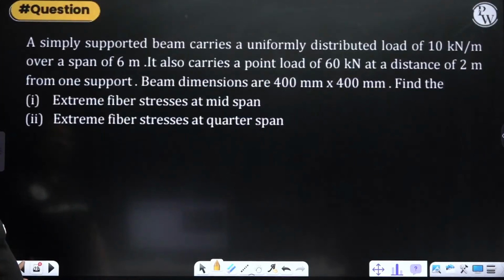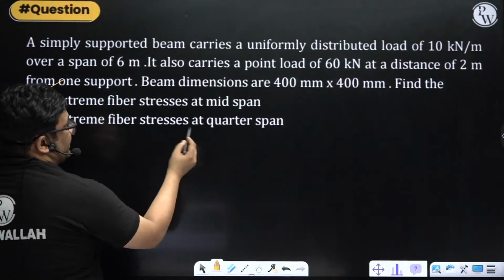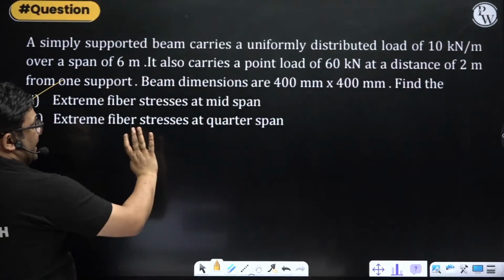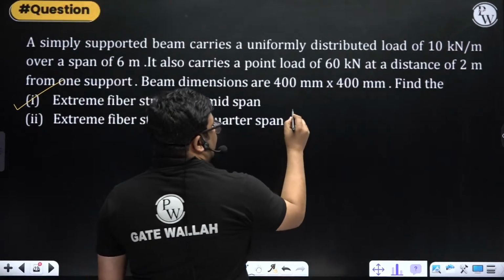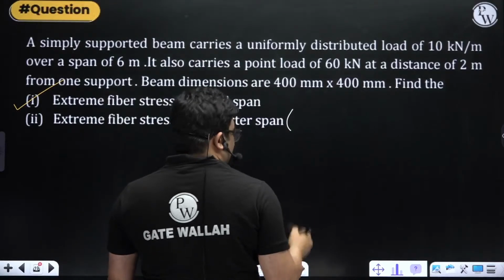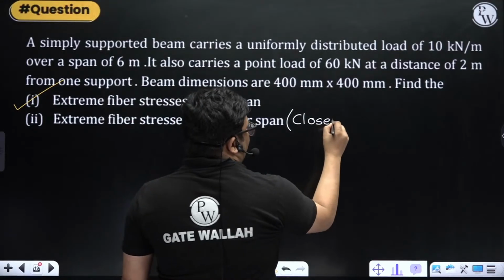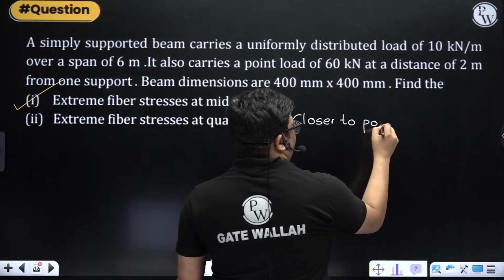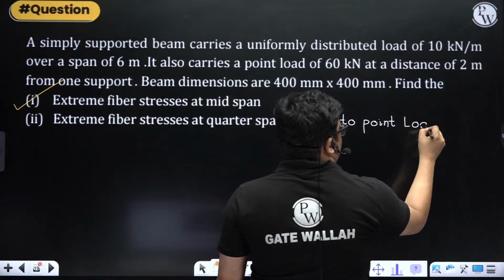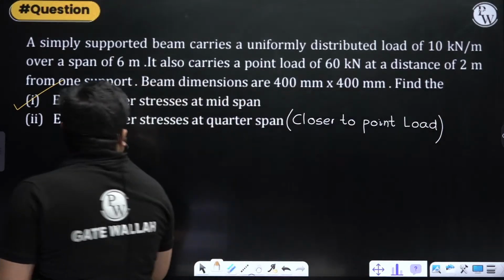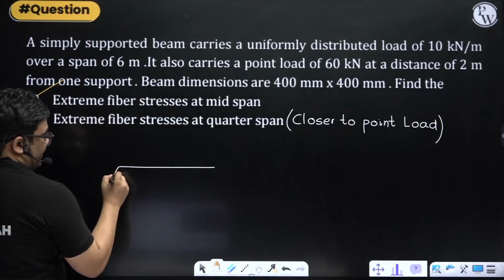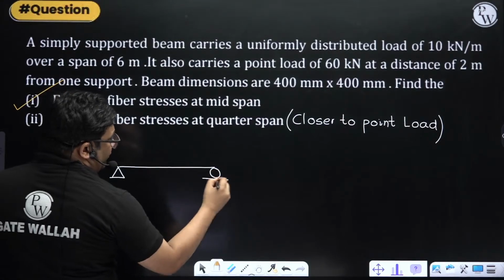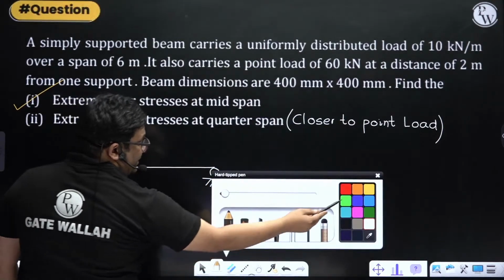Now for the second part. This part we solved: extreme fiber stresses at midspan. Second is extreme fiber stresses at quarter span. Let me add one line here: quarter span, closer to point load. Because there are two quarter spans. Quarter span means L by 4. L is 6, so L by 4 means 1.5 meter.